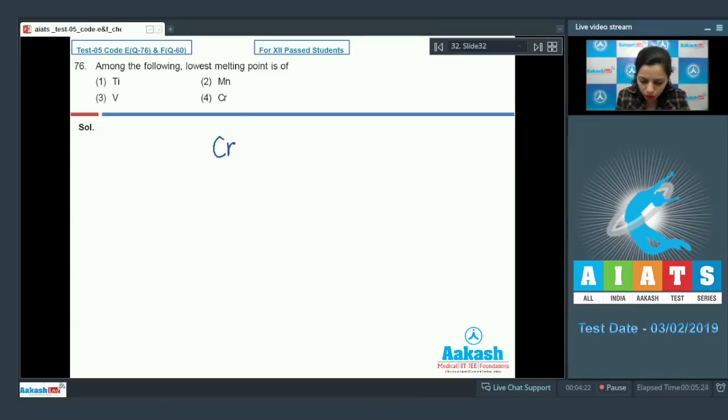The maximum melting point is there with the chromium. Then there is vanadium. After vanadium, there is titanium. And if we talk about manganese, it has the lowest melting point. And that's why you can choose here option 2 as the correct option.